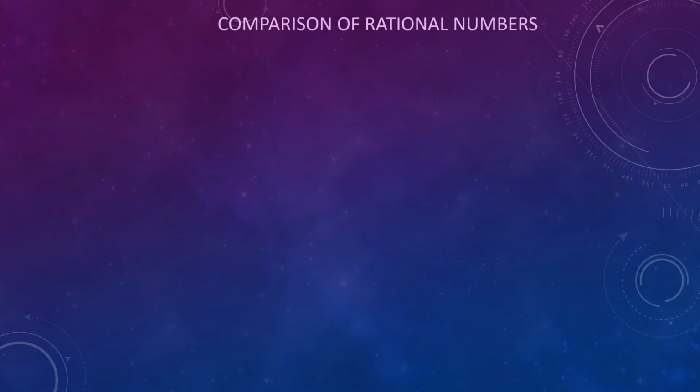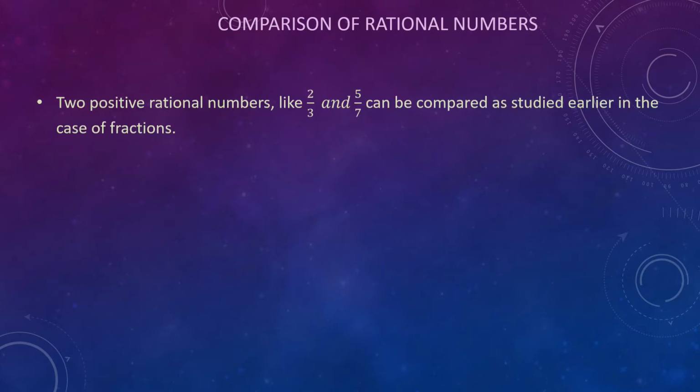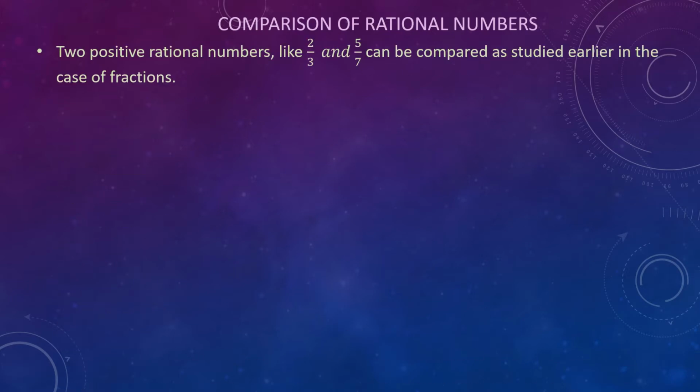If we have two positive rational numbers, how do we compare? For example, 2 by 3 and 5 by 7 can be compared. And these two rational numbers can be compared as studied earlier in the case of fractions. Here the denominators are different. Therefore, what is to be done? We have to make the denominators the same by taking the LCM, and thus we can compare.